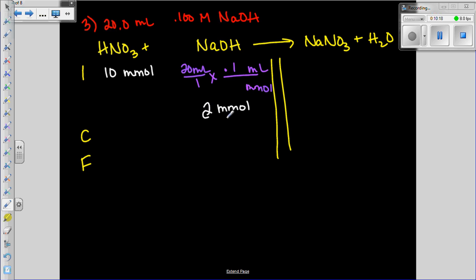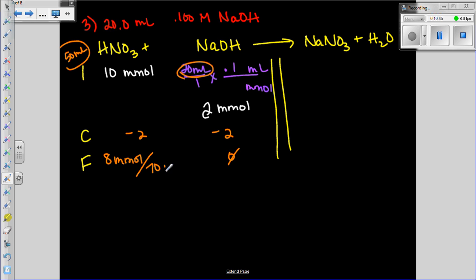So once again, hydroxide is limiting, so our change, it'll go down by 2. I'll be left with no hydroxide and 8 millimoles of our acid. Total volume, I've added 20 milliliters of sodium hydroxide, and if we remember before, we had 50 milliliters of our acid, so this is 70 milliliters. So 8 divided by 70 gives us 0.114 molar.